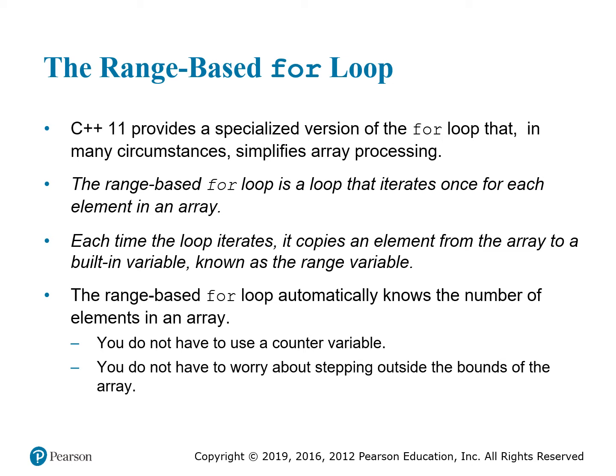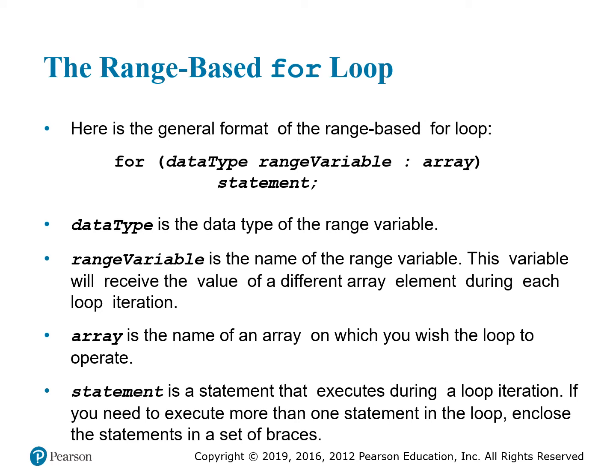But this is called a range-based for loop or a for each loop. It iterates once for each element in the array, which is why it's called a for each loop. Okay, so let's look at this. For type variable colon array. Type is a type, so we might say int if we're continuing to work with integers here.